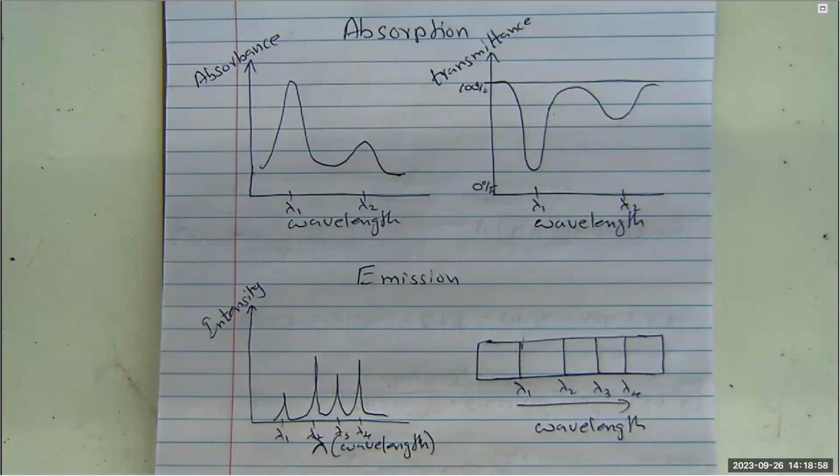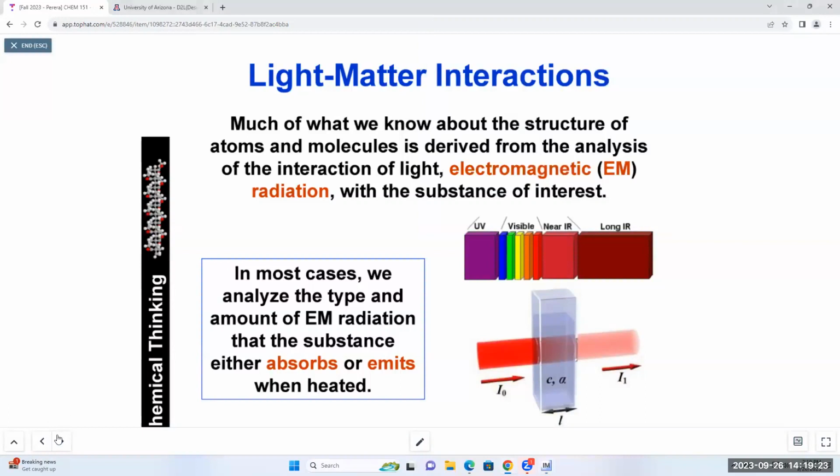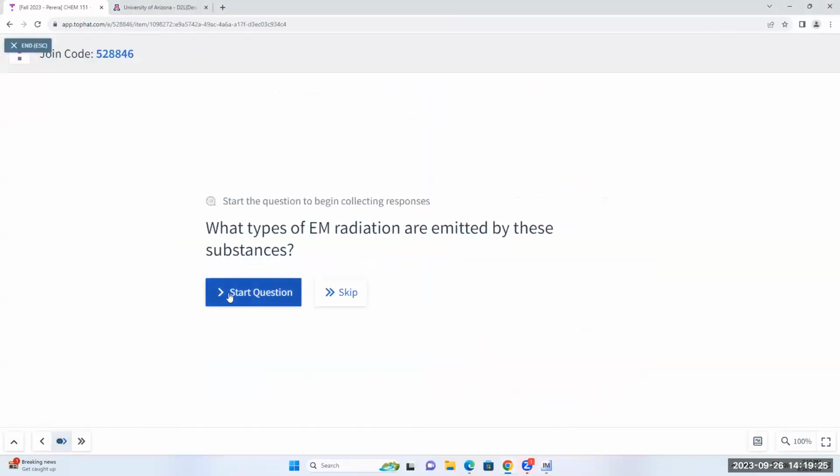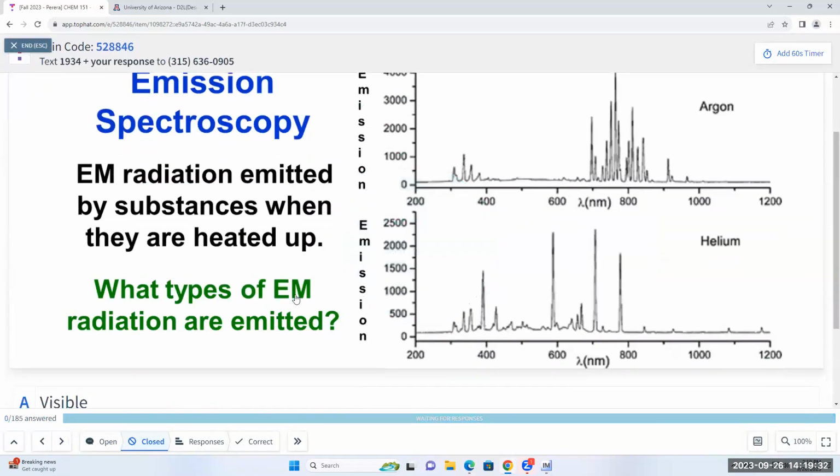All right. What questions, concerns, comments do we have at the moment? Anything? All right. So with that, let's play with some spectra. Here are two emission spectra. What I want you to do is answer the question on the screen. Go ahead.